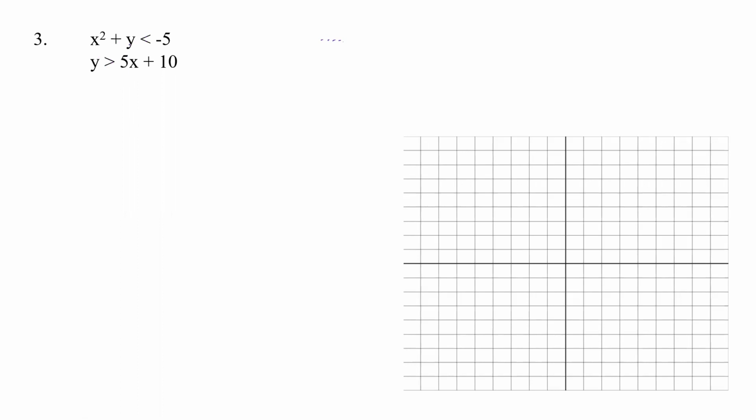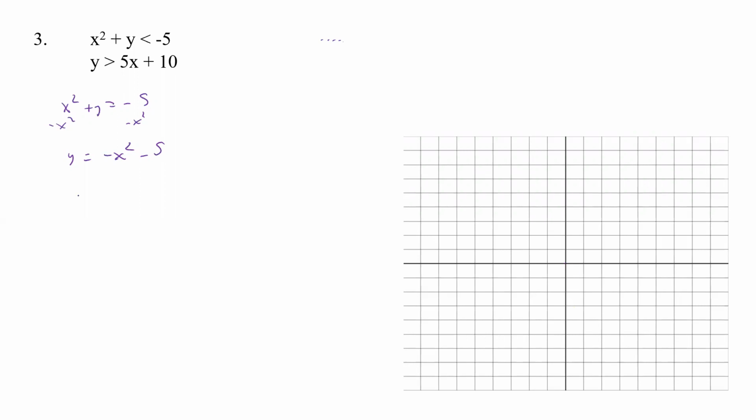I'm going to solve for y, and I'm going to convert it to equals. So I'm going to say x squared plus y equals -5. Subtract my x squared. And so y is equal to negative x squared minus 5. Okay. Now, if we remember our transformations, x squared is my base, and negative x squared means I'm going to flip it over.